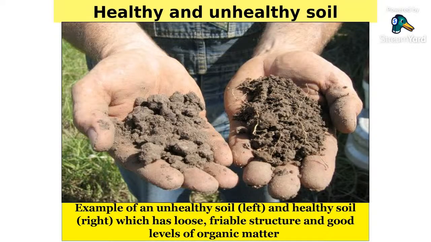This picture shows healthy and unhealthy soil. On the left hand, you can see unhealthy soil, whereas on the right hand, you can see healthy soil. Good soils are productive within their natural limitations of soil type and climate. Poorly functioning soils are unhealthy and have properties that restrict plant growth, and they negatively impact sustainability and profitability.